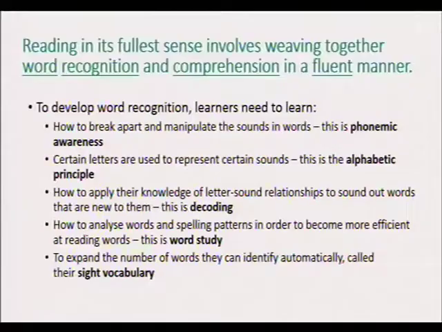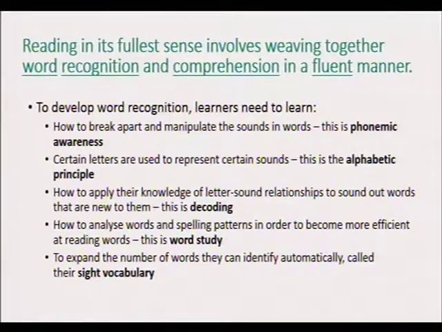Okay, so we're moving on to study unit number 1, which is all about the selected theories of the reading process. Now, reading in the fuller sense involves that a learner will have to put together word recognition and comprehension, and do so in a fluent manner.